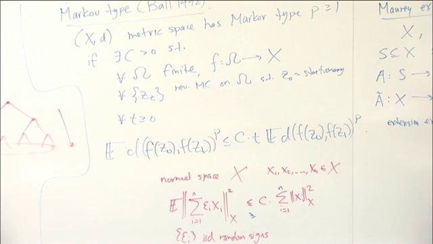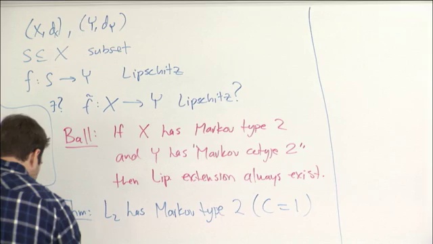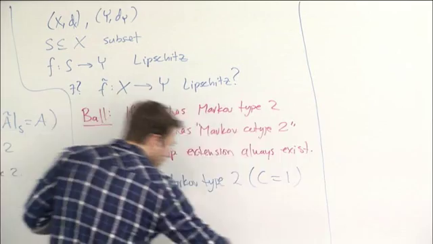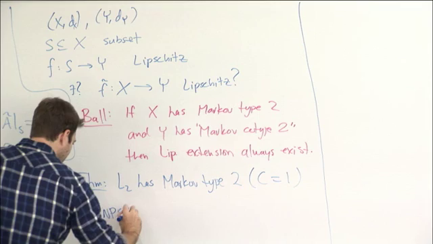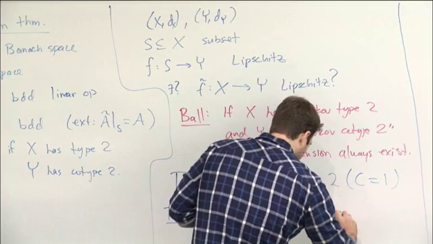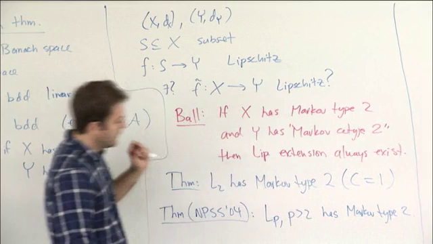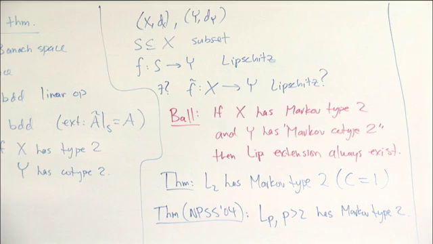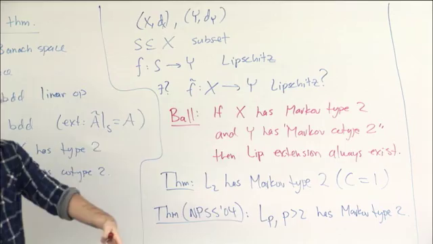So this was the situation until this work of, I've already written your names elsewhere, so from now on this will be MPSS. They proved two things. First of all, they proved that L_p for p bigger than 2 has Markov type 2, which is a very comforting thing because those spaces have linear type 2. If this was really a nonlinear generalization, then you would hope that when you restrict to the linear category, you get the linear theory back. That's great. And they also proved that trees have Markov type 2.